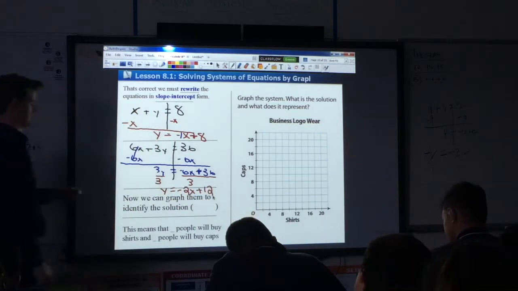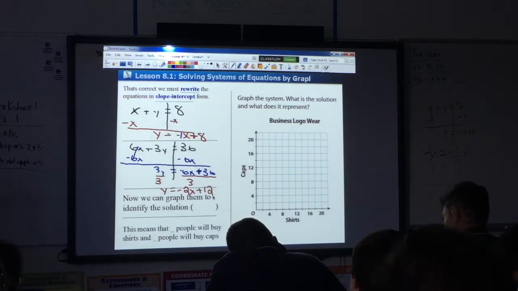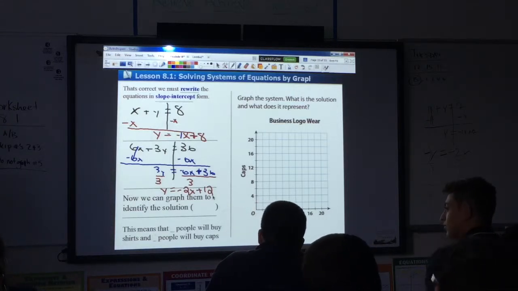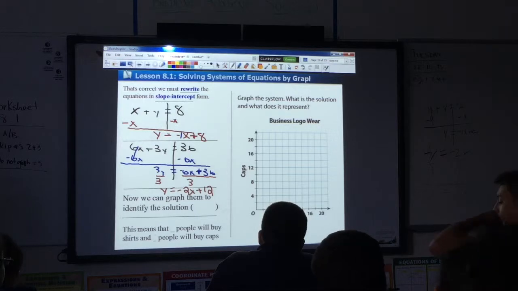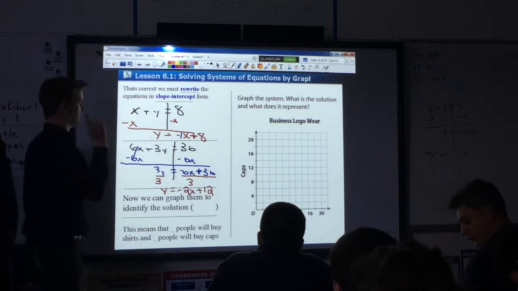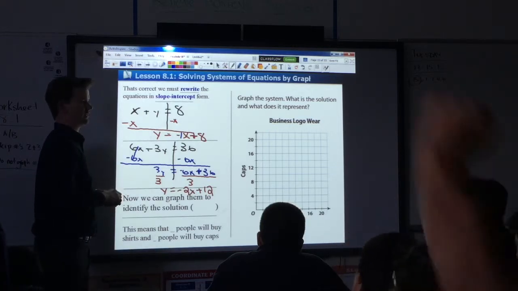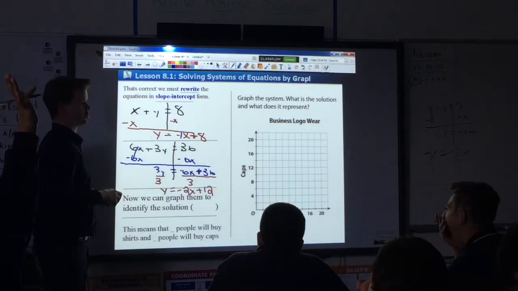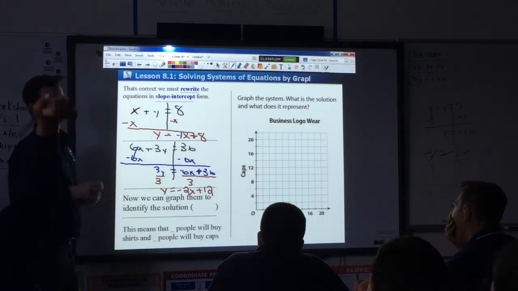I ran out of space there, but you guys get the idea. Y equals negative 2x plus 12. Perfect. We moved the x over. We got rid of the coefficient next to y. Now we can graph both of these equations. I have y equals negative 1x plus 8. I have y equals negative 2x plus 12. I can graph these. I can get a solution. I can figure out how much Ocho Amigos Incorporated El Chico Magnifico buy.